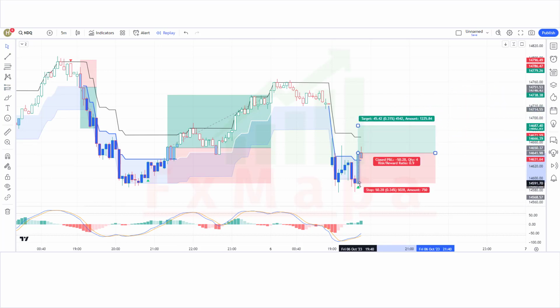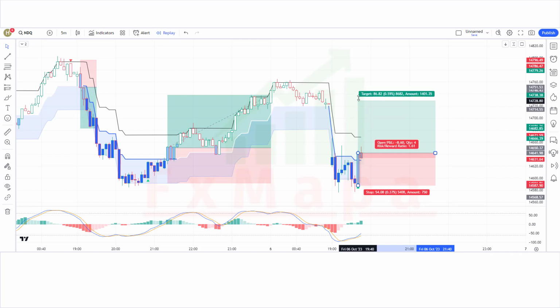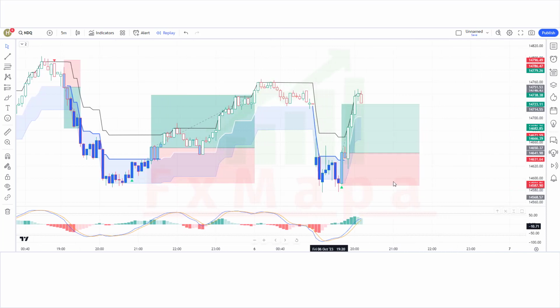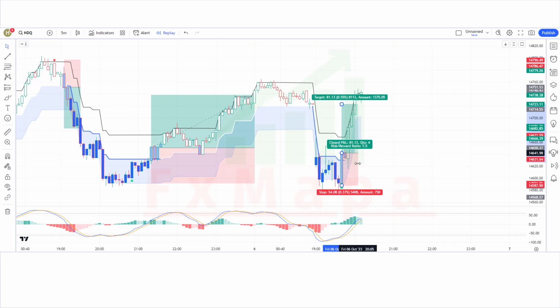Our stop loss will be placed at the range filter indicator of lower line. And the risk to reward ratio will be 1:1.5. Let's see what happens to our trade. We have won the trade. Wait for the next signal.